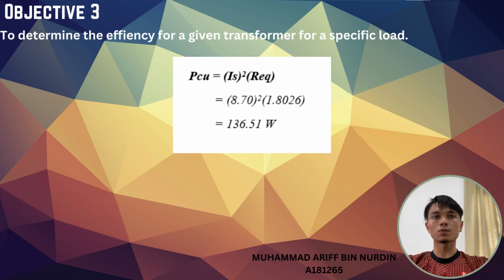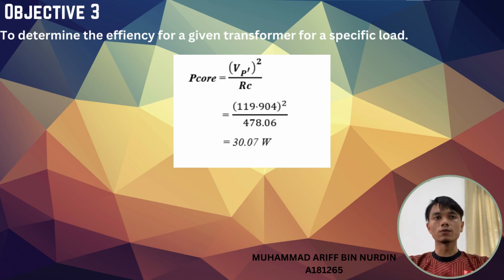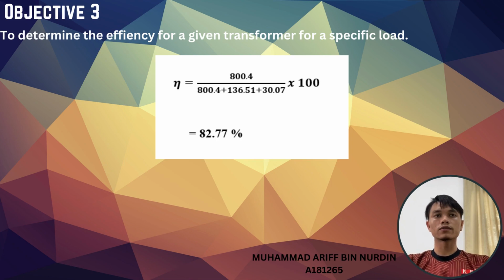The formula for copper losses is Is power of 2 multiplied with R equivalent. We will get 136.51 watt. The formula for P core is Vp prime power of 2 divided by Rc. In this formula, we will get 30.07 watt. Since we get all the values, we can get the efficiency.